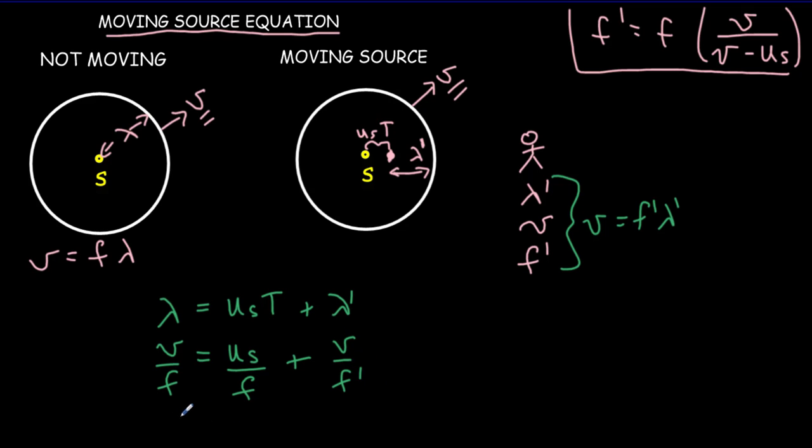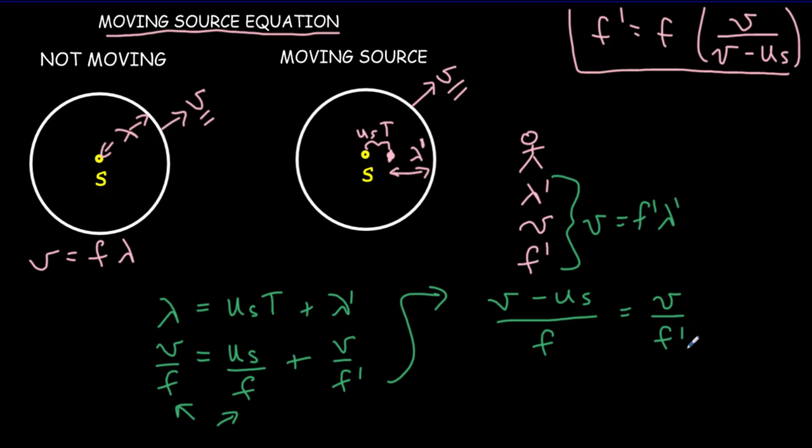Now what we're going to do is put two terms that have a denominator of f on the same side of the equation. So we'll get v minus speed of the source divided by f equal to speed of the wave divided by the frequency observed by this guy here. We can then solve for that frequency observed, and it will equal this expression here.